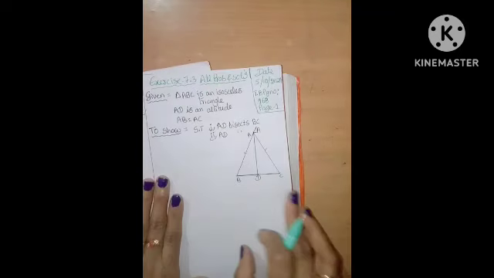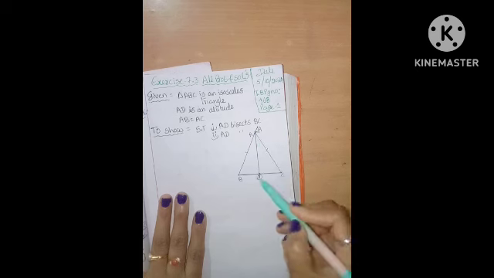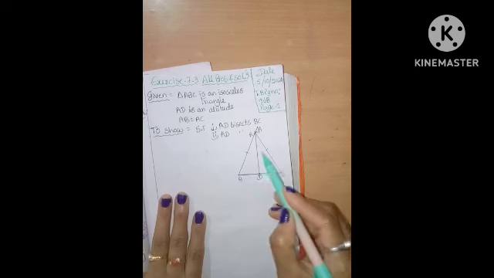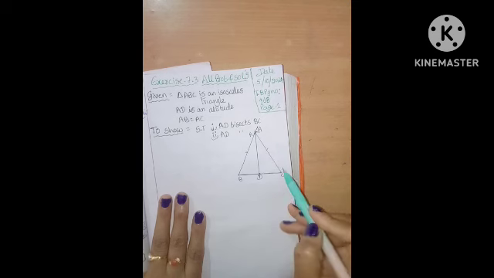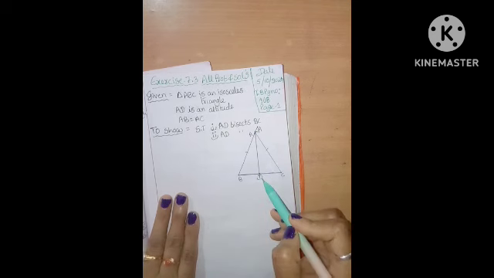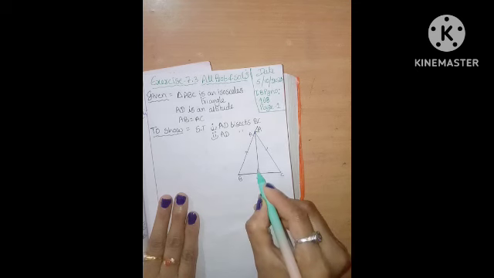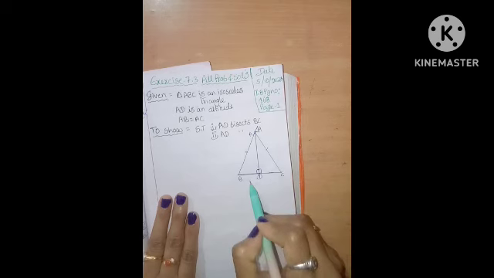This is the figure. ABC is an isosceles triangle, so any two sides are equal. AB is equal to AC. AD is an altitude, which means the perpendicular distance. So this angle is 90 degrees and this angle is also 90 degrees. AD is perpendicular to BC.